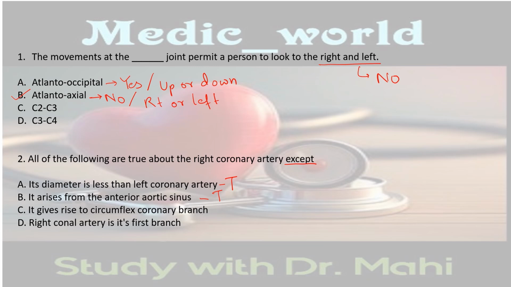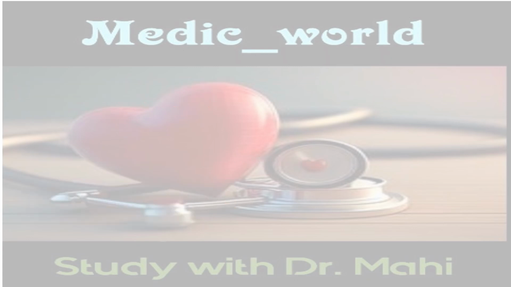It gives rise to the circumflex coronary branch. It is the false statement. Right marginal artery is its first branch. It is also a true statement. So the answer to this question is option C, that is, it gives rise to the circumflex coronary branch. It is the false statement about the right coronary artery.